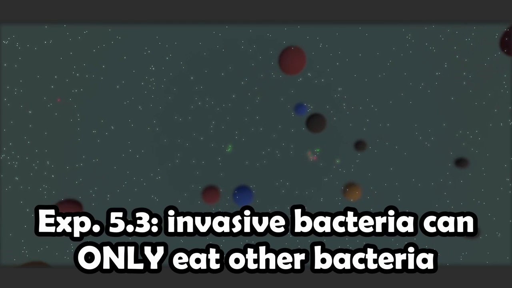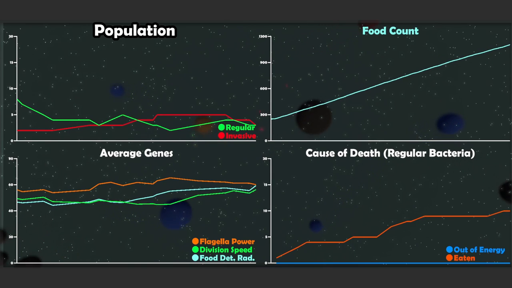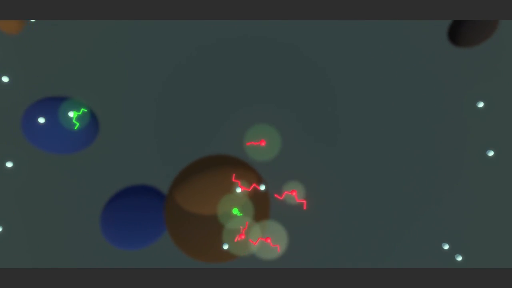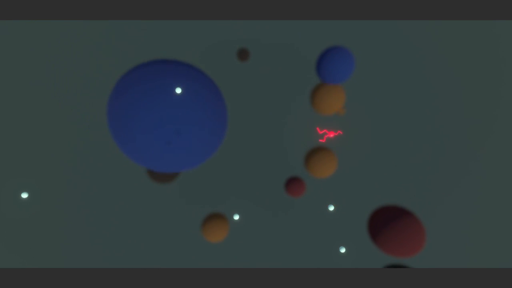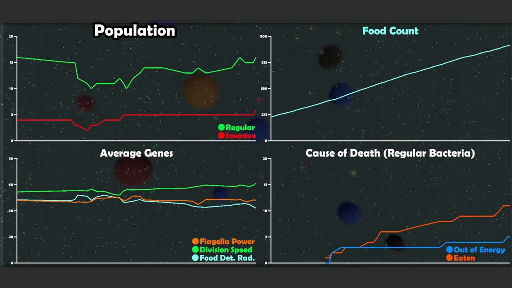For this next experiment, how about we really push these invasive species to their limits? From now on, they will only eat other bacteria, meaning they can't eat regular food. But as a little pick-me-up, now their food detection radius is 4 times as large. In the first test, they actually drove the regular bacteria to extinction really fast. So I decided to instead start with twice the amount of bacteria and also give the invasive bacteria a little bit extra speed so that they have a chance.